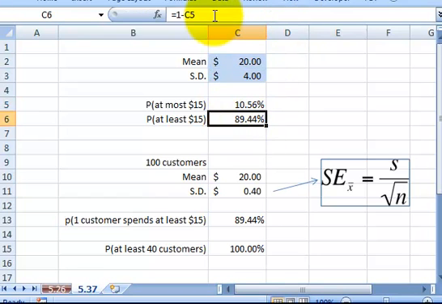And then here's the at least, which is just 1 minus whatever that was, right? So 1 minus that amount. Then it says, what if there's 100 customers? What's the mean of 100 customers?